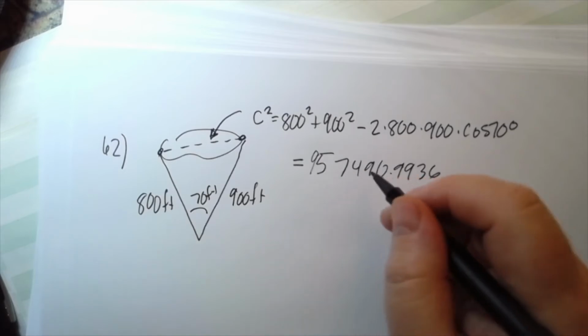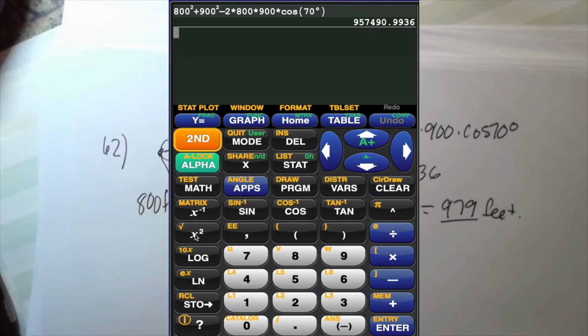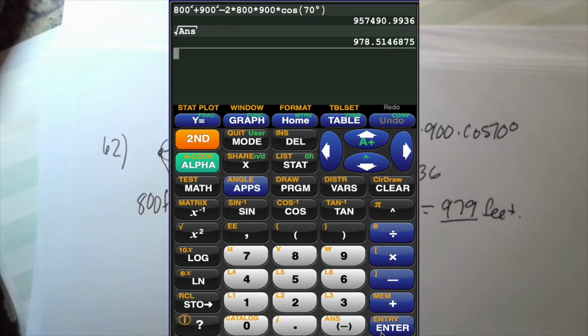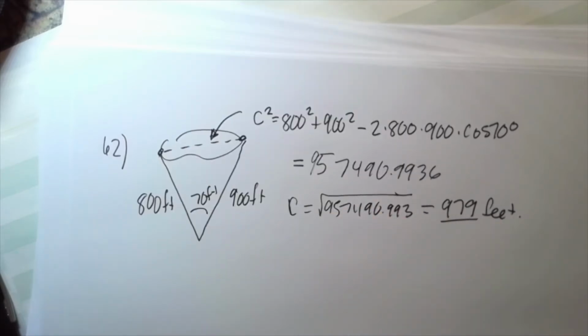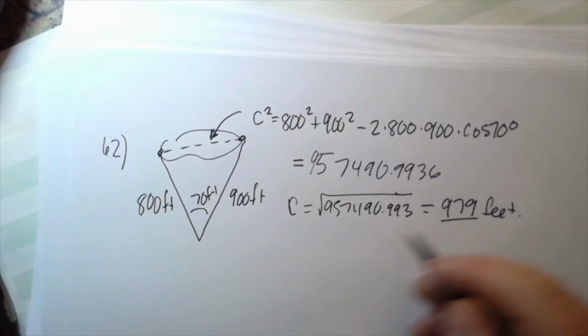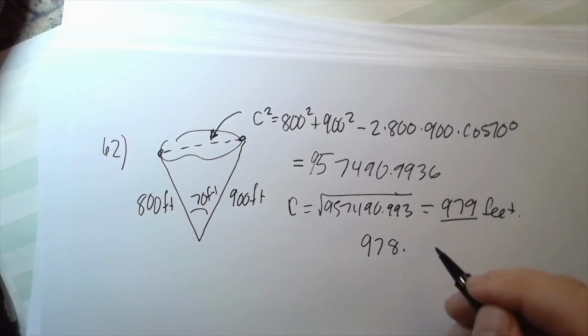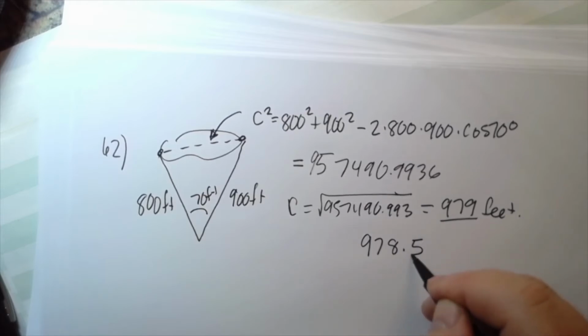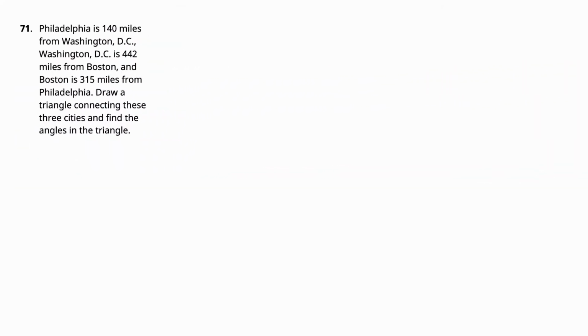Now we have to just take the square root. Instead of typing all that stuff back in on the calculator, I'm just going to use the previous answer, take the square root, and I get 979 feet when I round off to the nearest tenth. Oh, it's nearest tenth, that's right. Sorry, slight mistake here. There. Now let's try number 71.